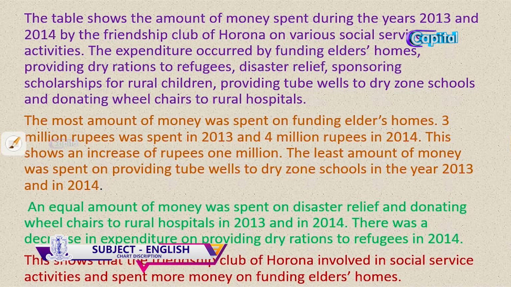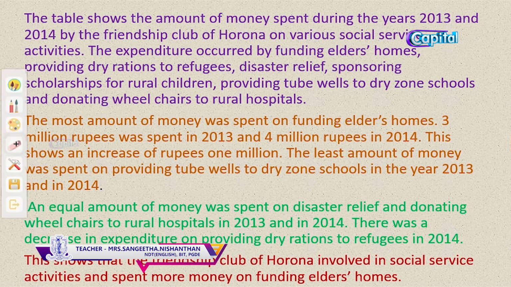The expenditure occurred by, these are the activities on which they spent money. What is the expenditure? Funding elders' homes, providing dry rations to refugees, disaster relief, sponsoring scholarships for rural children, providing tube wells to dry zone schools, and donating wheelchairs for rural hospitals. These are the activities mentioned in the first paragraph. And in the second paragraph, the key data, the most amount of money was spent on funding elders' homes. 3 million rupees was spent in 2013. They are comparing it column wise here in 2013, and 4 million rupees in 2014. This shows an increase of rupees 1 million.